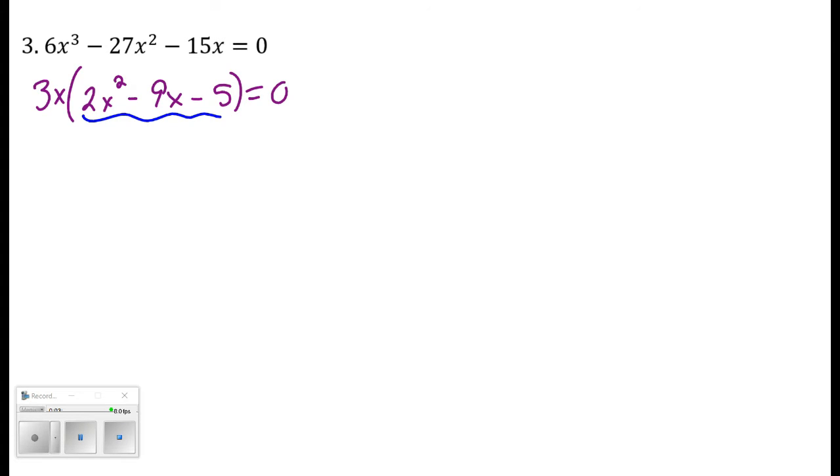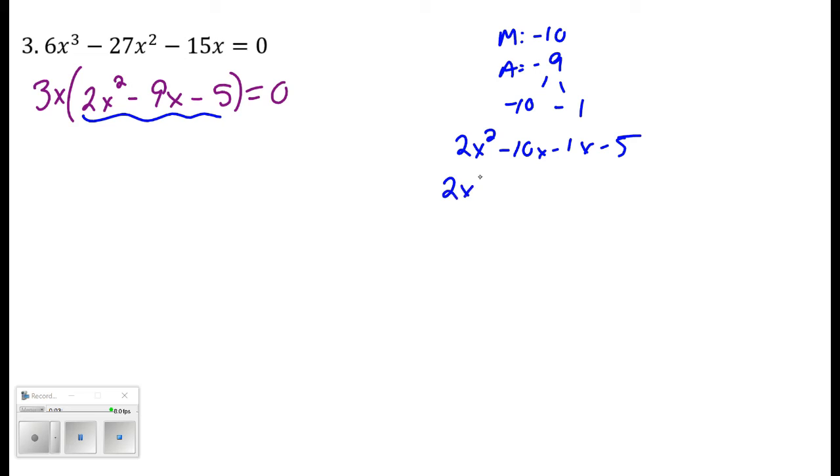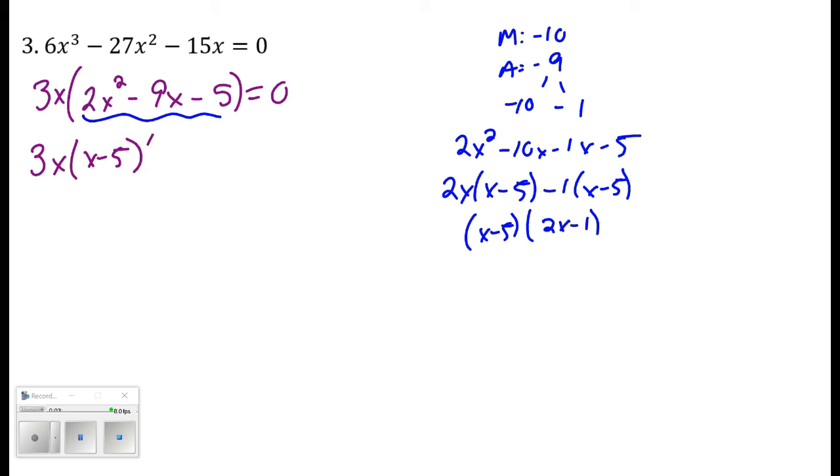That's a trinomial with a leading coefficient that's not 1, so we need to use the AC method. What multiplies to negative 10? 2 times negative 5, that adds to negative 9. Well, that's negative 10 and negative 1. So 2x squared minus 10x minus 1x minus 5, those two are equivalent. Factor out a 2x, factor out a negative 1. They both have a factor of x minus 5, so let me undistribute that. And great. So in factored form, this is 3x times x minus 5 times 2x minus 1 equals 0.